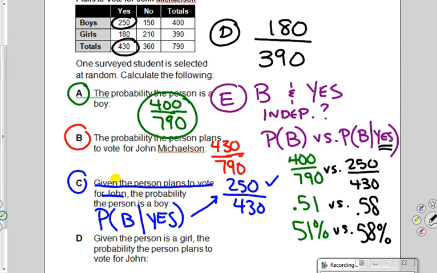Yes. So does that probability change when you limit the group? Yes, the probabilities are different. Therefore, these two things are dependent. They're not independent. E is dependent. A bigger percent of the yes votes are boys than the percent of the people that are boys. So does it seem like more boys are going to vote for this kid than are boys total? Okay, so those two things are dependent. The probability of one depends on the other. That's number 4.